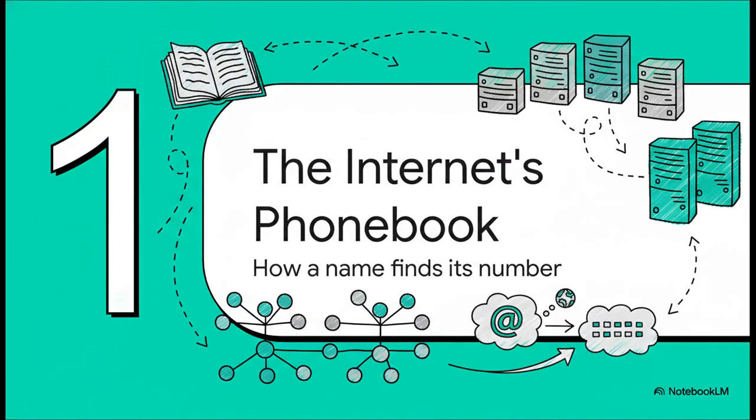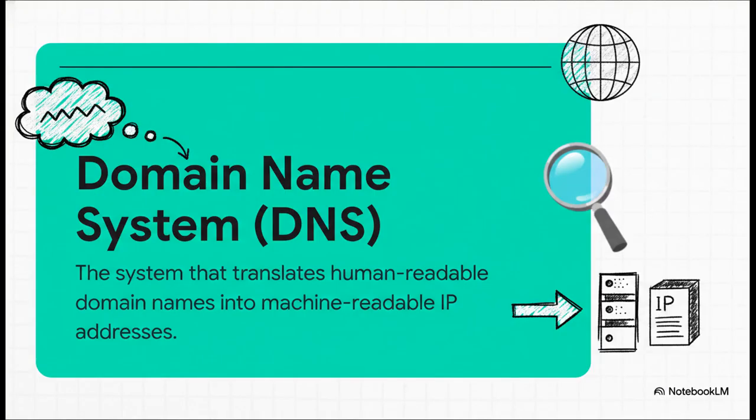Well, it all boils down to this amazing system that acts as the internet's universal phone book, constantly translating the names we remember into the numbers computers need. That system is called the Domain Name System, or DNS. Its entire job is to be that super fast translator. You give it a name, it hands you back the right number, and then your browser knows exactly which computer out of billions it needs to talk to. It's that simple, but it is absolutely essential.